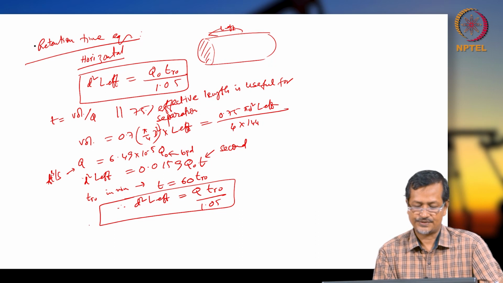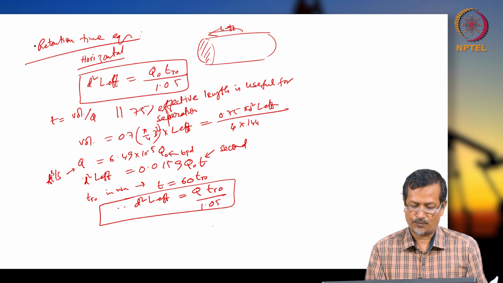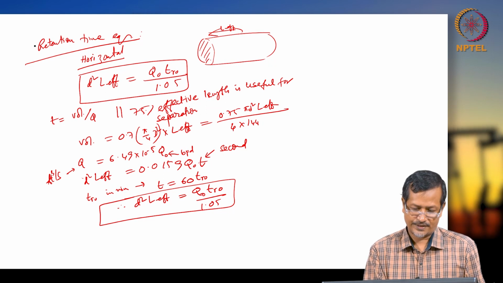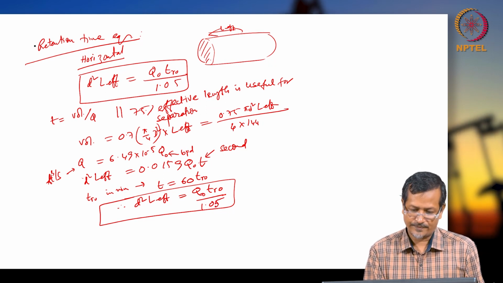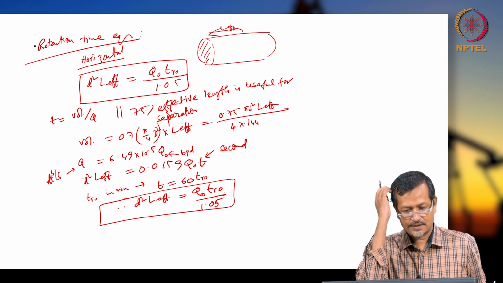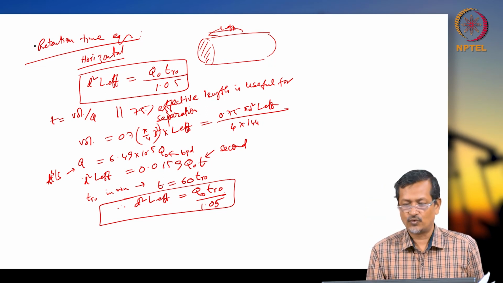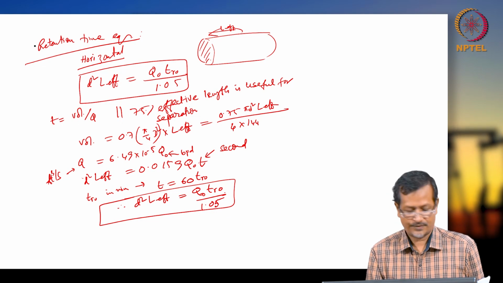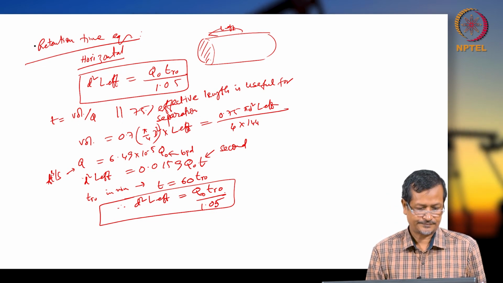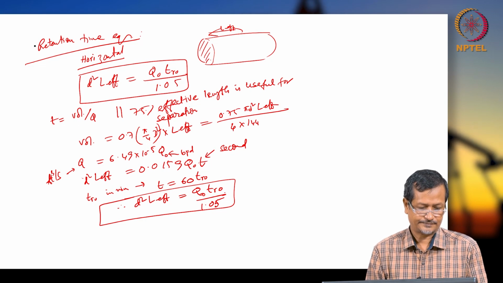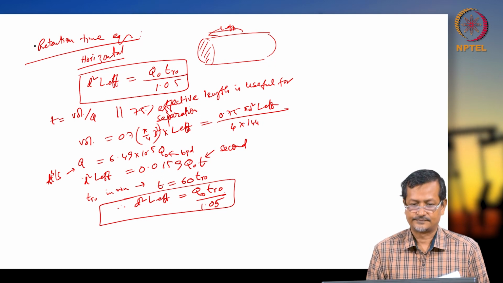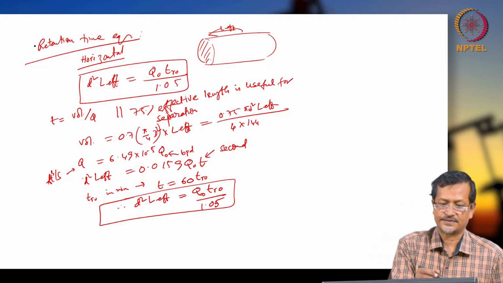Okay. So this is your retention time calculation formula: d square into LEFF, QO, not only Q, otherwise the unit will be a problem. I am using Q with unit cubic feet per second, and QO in barrels per day, BPD. This is for the horizontal separator.